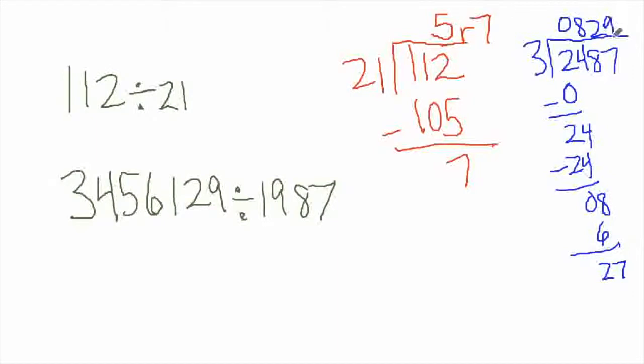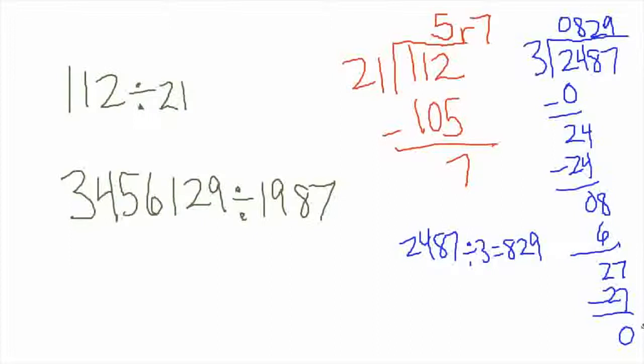So for 2,487 divided by 3, the answer is 829. All right. And then once I multiply by 3 times 9 and subtract, I have a 0. Okay, so the remainder is 0. If I would have had, let's say, a remainder of 1 or 2, then the answer would have been 829, remainder 1 or remainder 2.